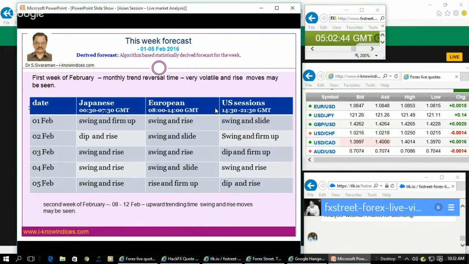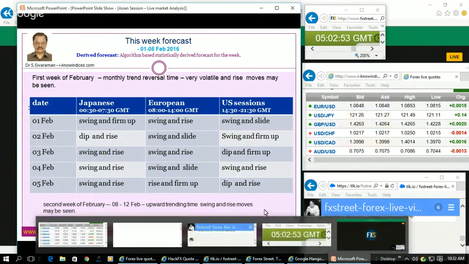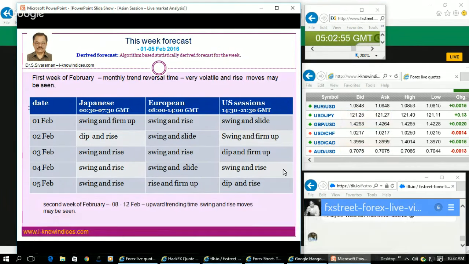So what is the meaning of trend reversal? That means they will make a very volatile move and rise. They will rise and then suddenly make a drop and induce all the traders to liquidate the long position, and then continue to rise. This sort of move they are expected to make during this particular time frame.